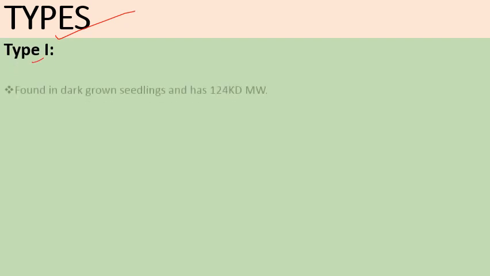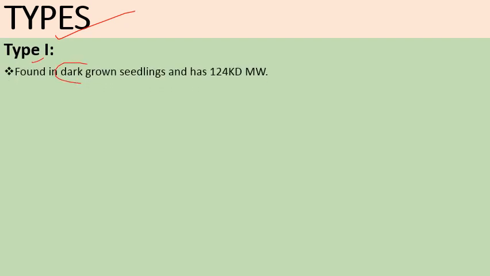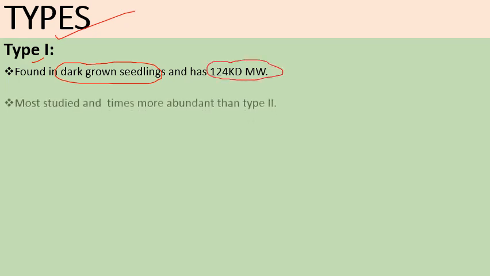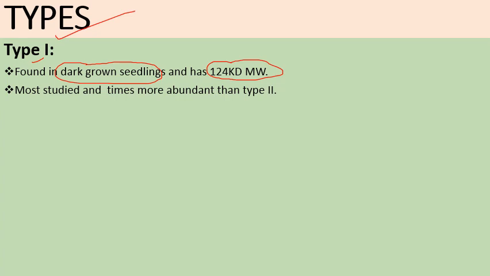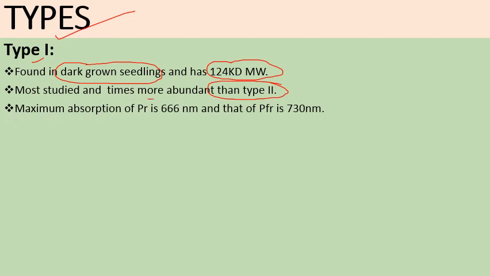Type 1 is found in dark grown seedlings. It is present in etiolated seedlings and its molecular weight is 124 kilodalton, and it is the most studied and more abundant than type 2. So maximum absorption of PR is 666 nanometers and that of PFR is 730 nanometers.